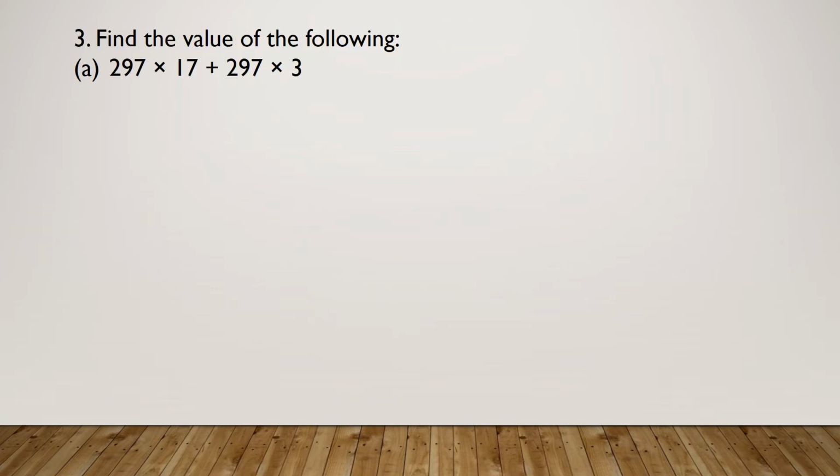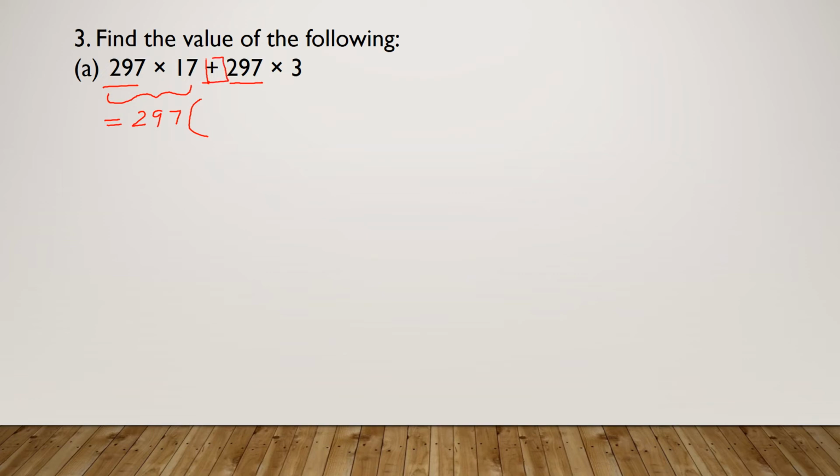Now, let us find the value of the following. See here, the first question is 297 into 17 plus 297 into 3. In the question you can see, in both the places you have 297 in common. So whatever is common, we take out that 297. Now what is left here in the first place? It is separated by a plus sign. Whatever is there before the plus sign and after the plus sign.